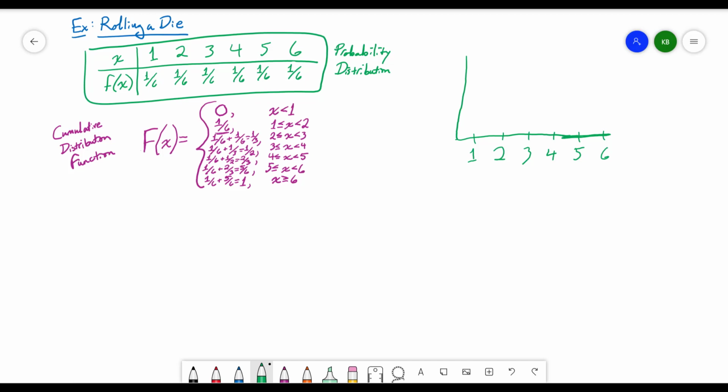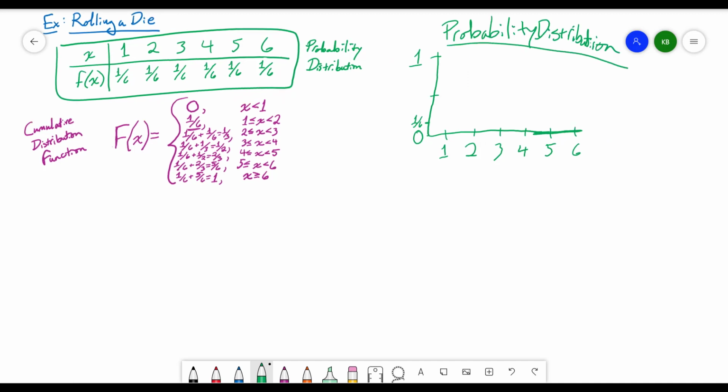And the probability is somewhere between 0 and 1. And we're specifically going to care about 1/6 because that's where everything falls for my probability distribution. So here's my probability distribution as a graph. I have 1/6 as the probability of getting 1, 1/6 as the probability of getting 2, 1/6 as the probability of getting 3, 1/6 as the probability of getting 4, 1/6 as the probability of getting 5, and 1/6 as the probability of getting 6.